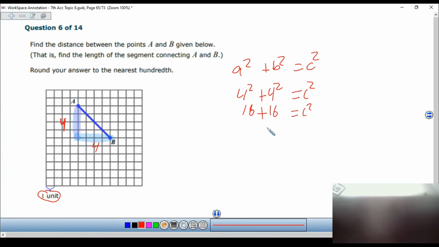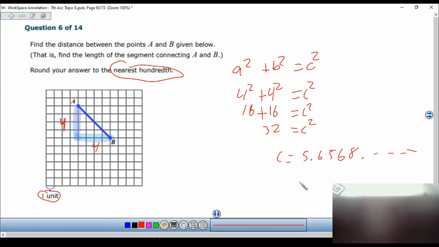And we add them together, we get 32. And they want us to round to the nearest hundredth this time. So we're going to go ahead and square root this. And what I see, which you guys can't see because I did it on a different calculator, is I have C equal to 5.6568, blah, blah, blah, right?